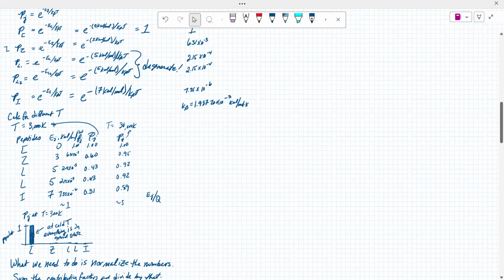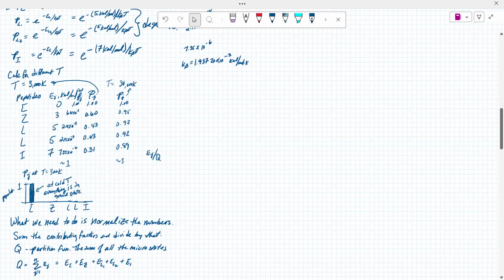And when we worked this out for various temperatures, what we saw was a curious thing. At the cold temperatures, all the population is just in a single peptide. But we need to actually normalize the numbers here because these are not normalized. And that's what the partition function is all about. The partition function is really just the denominator. It's the sum of all the raw counts that you get from using Boltzmann's equation, and you need to divide by the total.